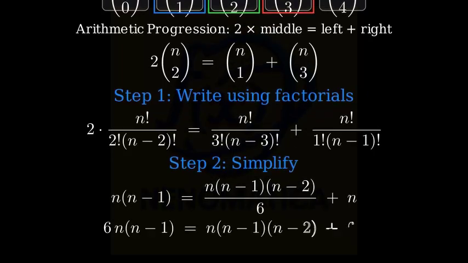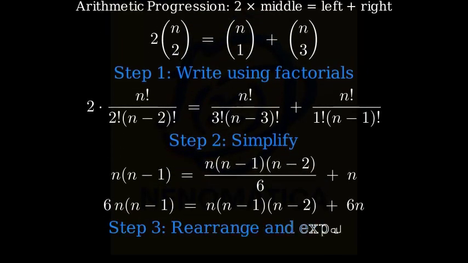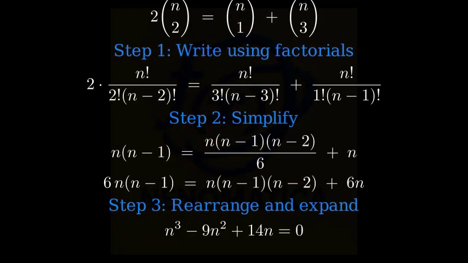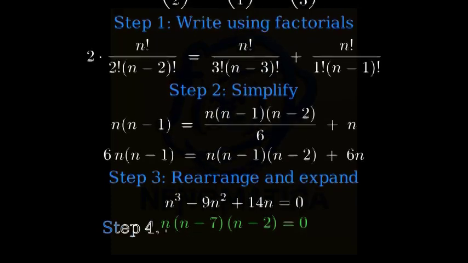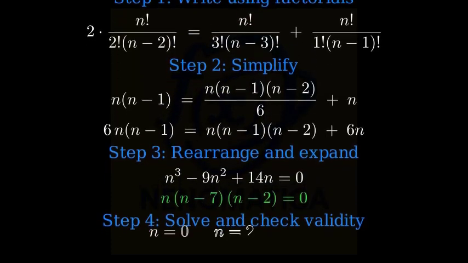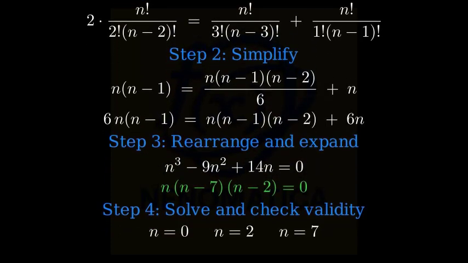Step 3. Move everything to one side and expand. Expanding and simplifying leads to n cubed minus 9n squared plus 14n equals 0. Now factor the polynomial. Step 4. Solve and check validity. The roots are n equals 0, n equals 2, and n equals 7.